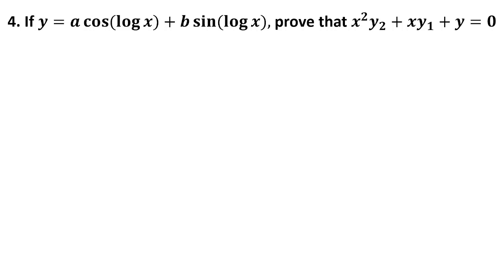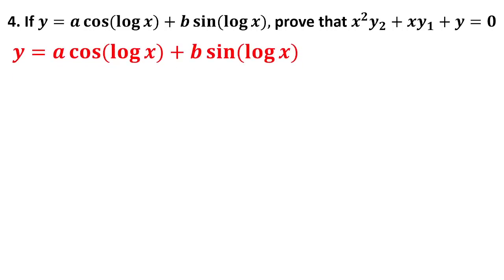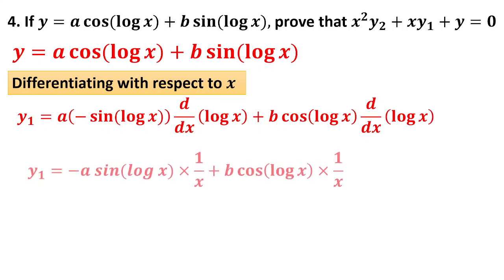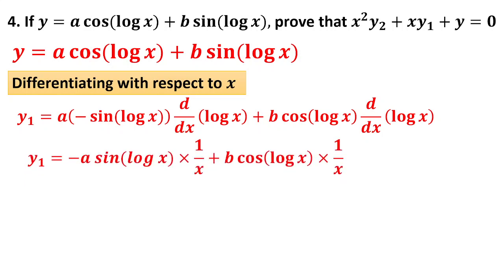Prove that x squared into the second derivative plus x into the first derivative plus y is equal to 0. Let us do the differentiation from left to right. y1, I am using y1 here because it is given in the question. A into cos of log x is minus sin log x into d by dx of log x, plus b into cos of log x into d by dx of log x, using the chain rule. Now I got minus a sin log x by x plus b cos log x by x.